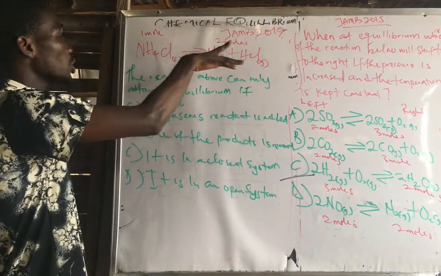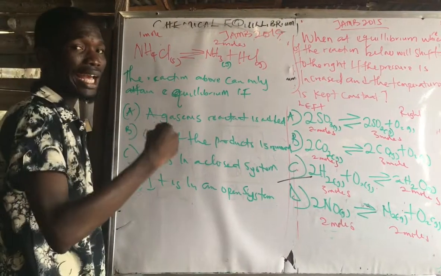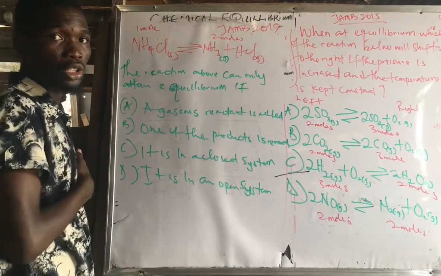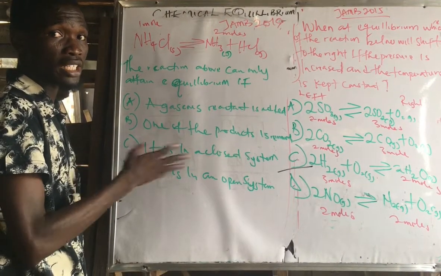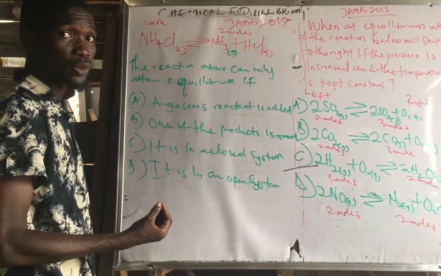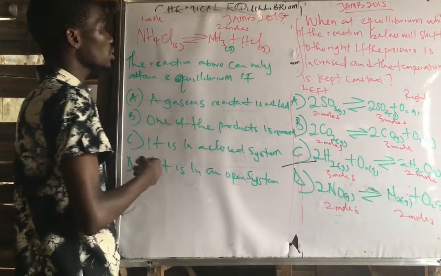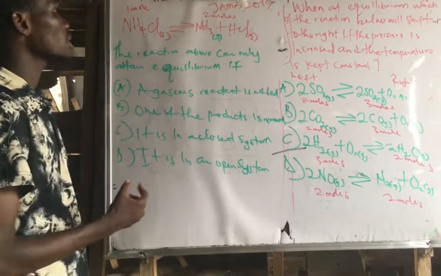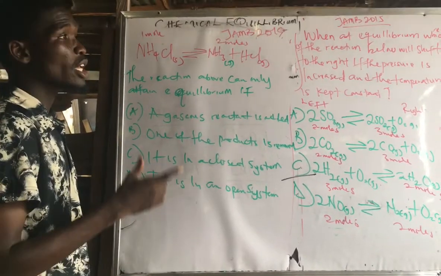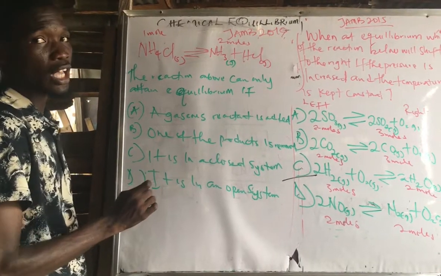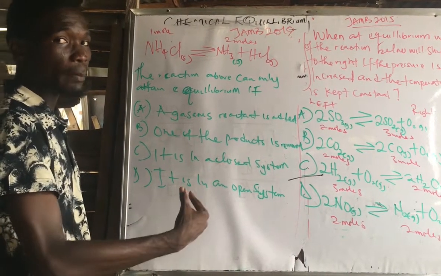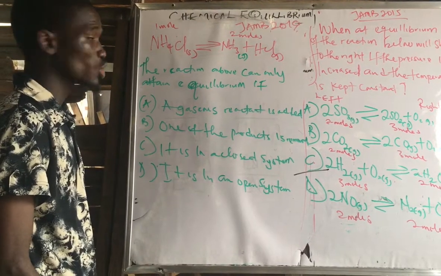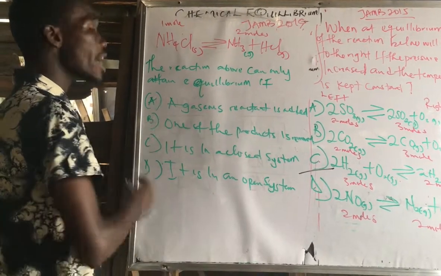This kind of equation belongs to a heterogeneous equilibrium, which I explained when I dropped the video on the definition of equilibrium, the types of equilibrium, and how to prove the equilibrium constant. And the question is, is it a closed system? Is it an open system? If we are to talk about closed and open systems, then we have to talk about enthalpy and entropy. So C and D are not the option. My answer is between A and B.